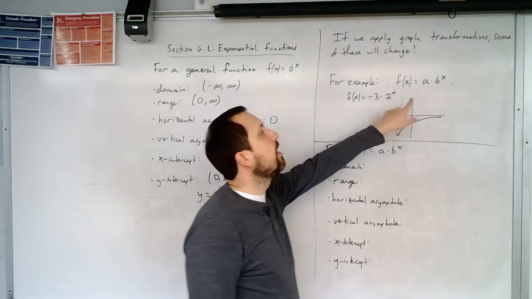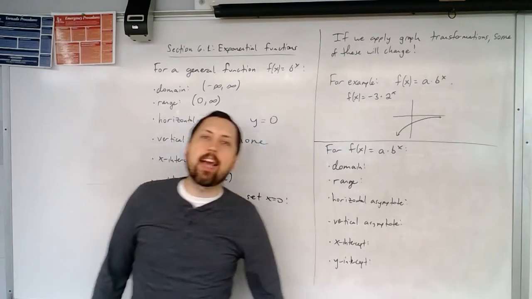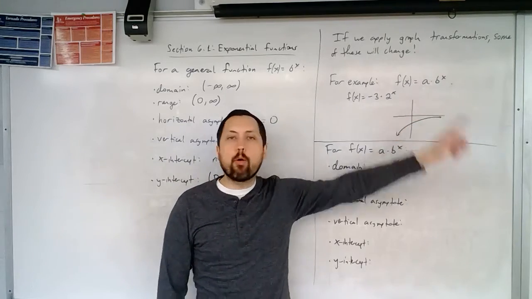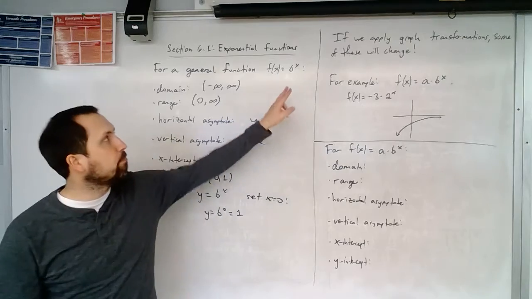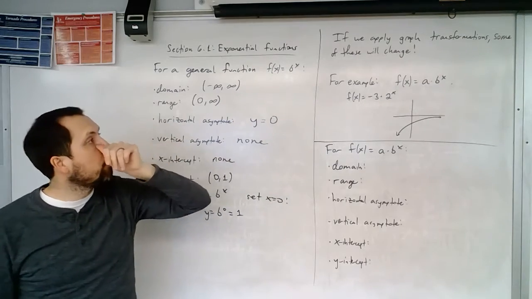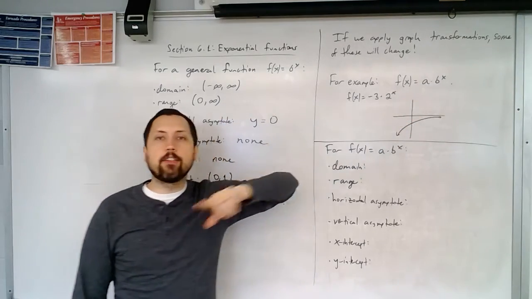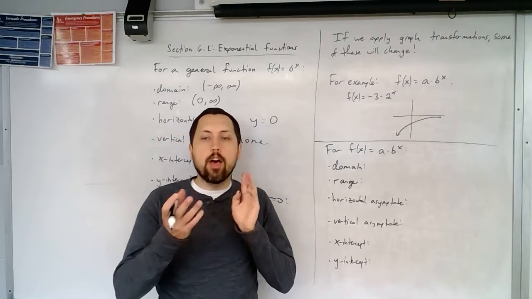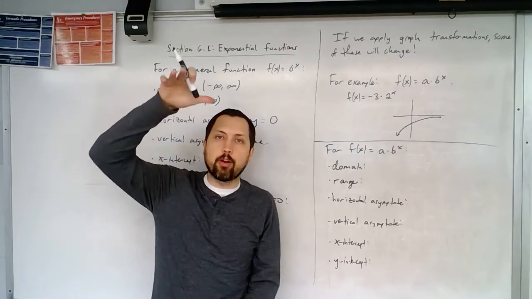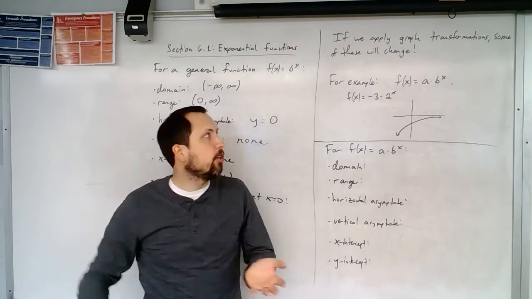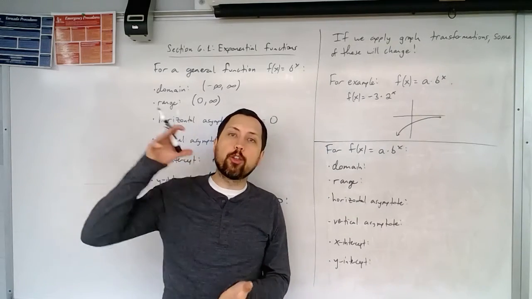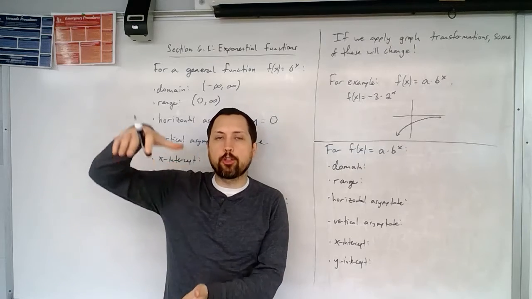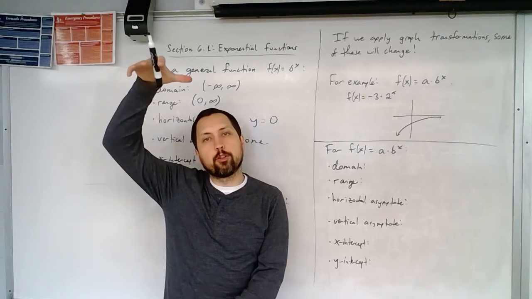So for an example, if I look at, say, a times b to the x, this is going to be one of the important types of graph transformations that we can base it off of b to the x, but when we multiply by a number in front, remember that corresponds to the graph transformation of vertical stretching or vertical compressing. So if this number in front was something larger than 1, or the absolute value of it was larger than 1, then it would be vertical stretching.